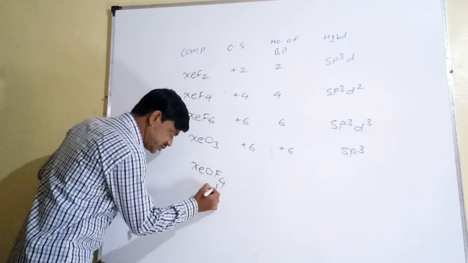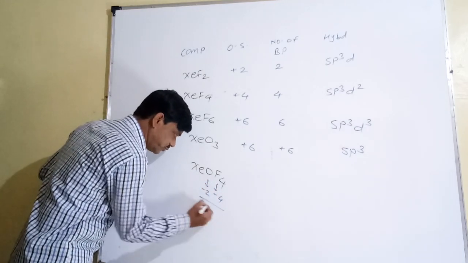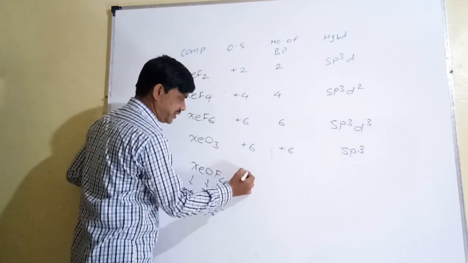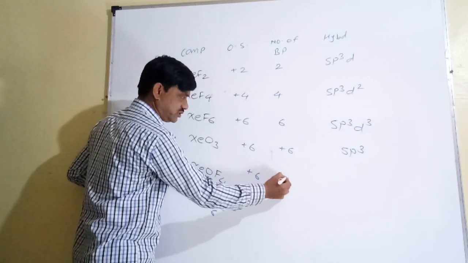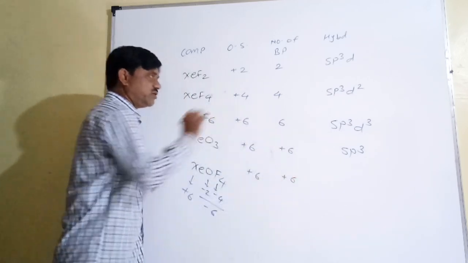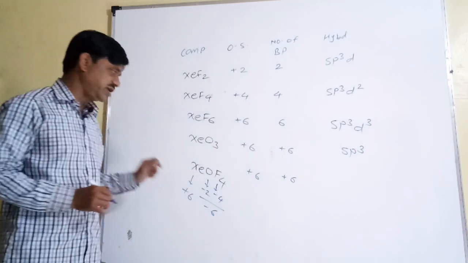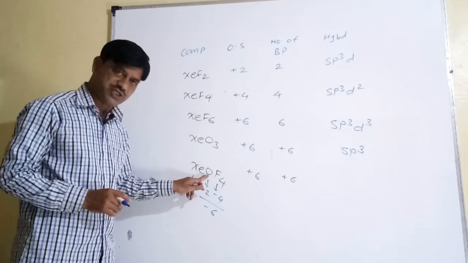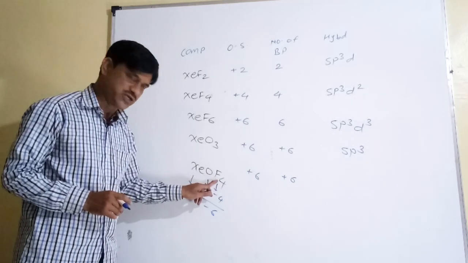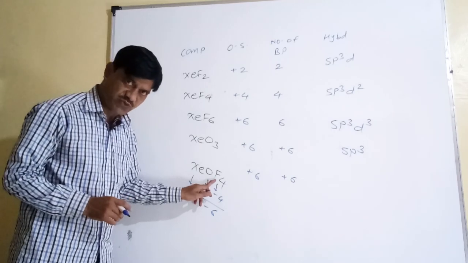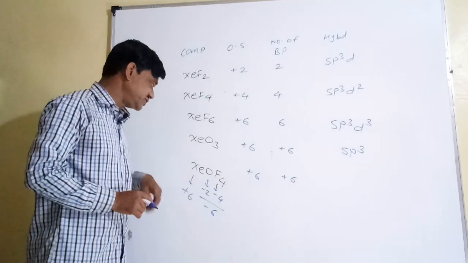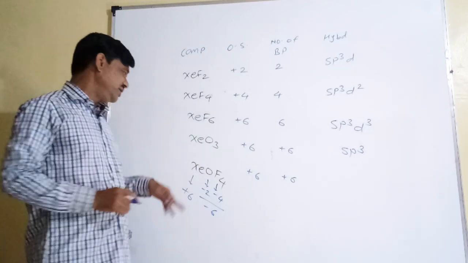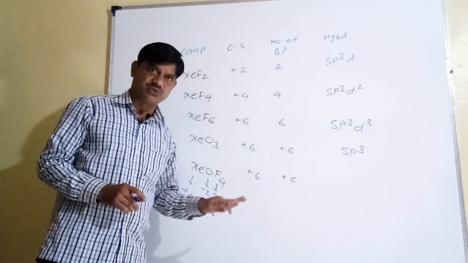Now in case of XeOF4, tell me what is the oxidation state? 4 fluoride, minus 4. What about oxygen? Minus 2. So minus 6 is cancelled by xenon. What is the charge here? Plus 6. So bonding pairs also 6. Oxidation state also 6. Remember this one. Now in case of this one, hybridization, tell me: xenon octet completed, 8. No monovalent atom with respect to oxygen; fluorine, 4 atoms are there. So 8 plus 4, 12. 12 into half indicates 6. And what about this one? Another oxygen atom will be there.